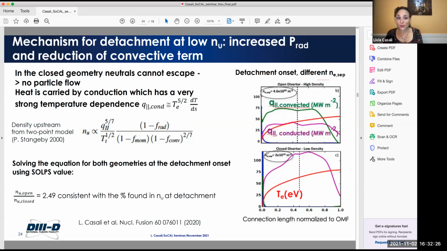This investigation was able not only to show that indeed we detach at a lower upstream density in a closed divertor, as was shown by experiments, but we were able to really get a hold on the mechanisms that are behind this detachment mechanism.